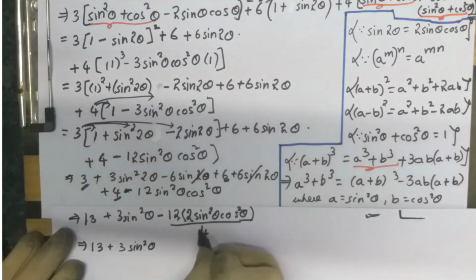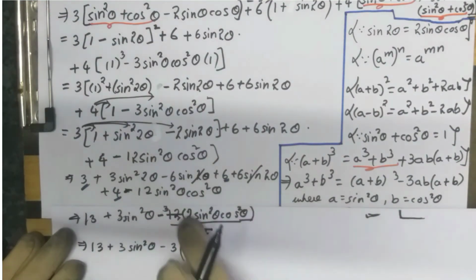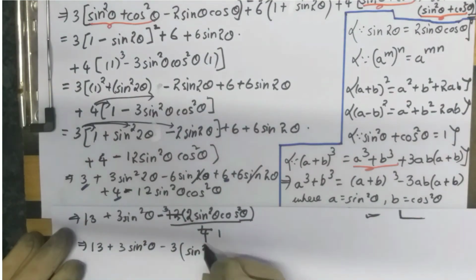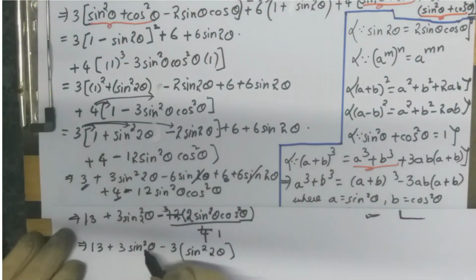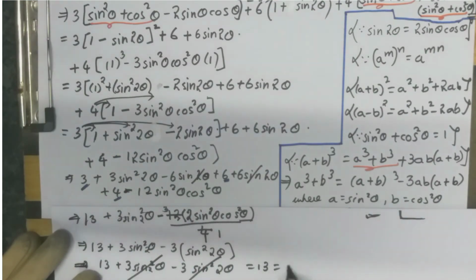Here what do we have? 4 ones are 4, 4 threes are 12, minus 3 into 2 sine theta cos theta is sine 2 theta. But here we are having square, so sine square 2 theta. So here 13 plus 3 sine square 2 theta minus 3 sine square 2 theta. So plus 3 sine square 2 theta and minus 3 sine square 2 theta will get cancelled. What are we left with? We are left with 13, that is equals to RHS.